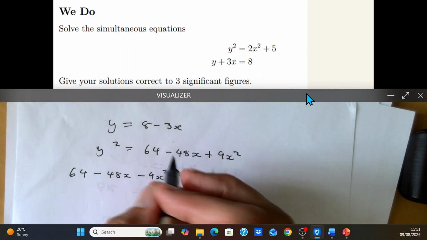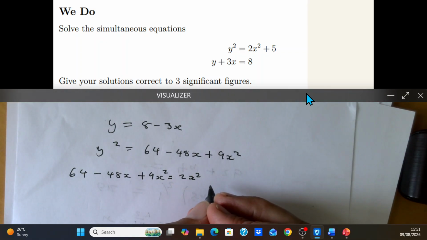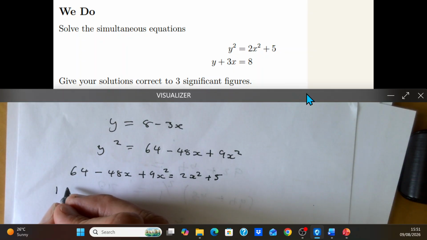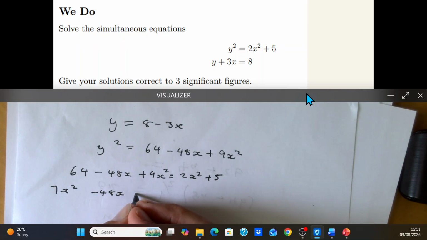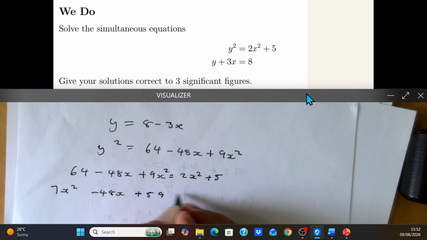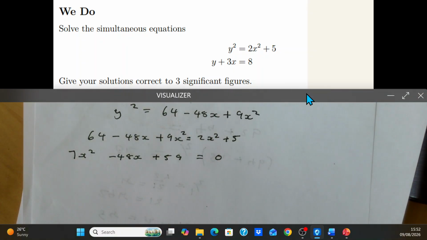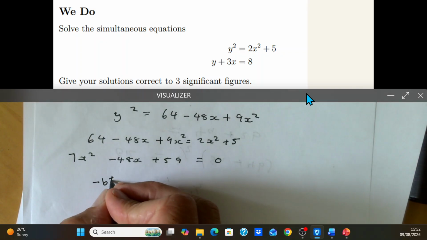Ooh, a little mistake. Did it going too fast? Corrected it. So I've now got 7x squared take 48x plus 59 equals 0. What do I do with that? I know my answer is correct to 3 significant figures, so yep.